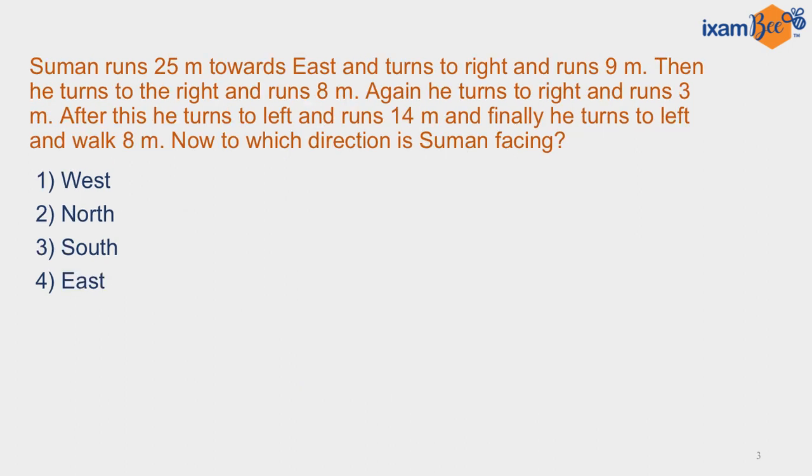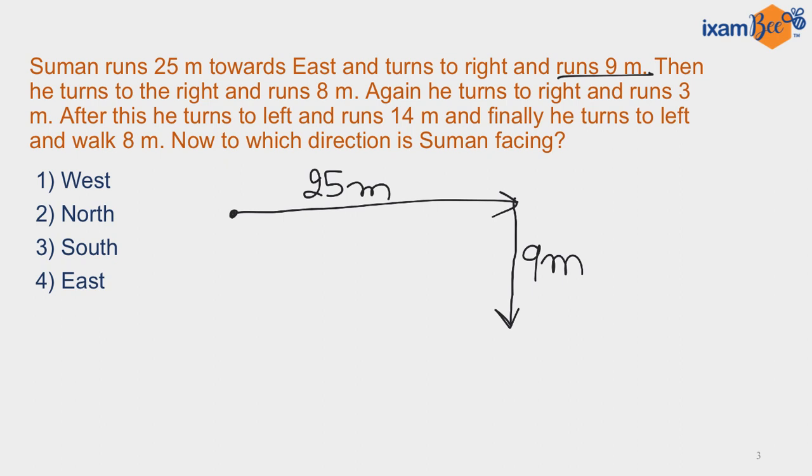In the next question, Suman runs 25 meter towards east direction. If this is the starting point of Suman, he runs 25 meter in the east direction. Then he turns to the right and runs 9 meter. Then he turns to his right and runs 8 meter. He again turns to the right and runs 3 meter.